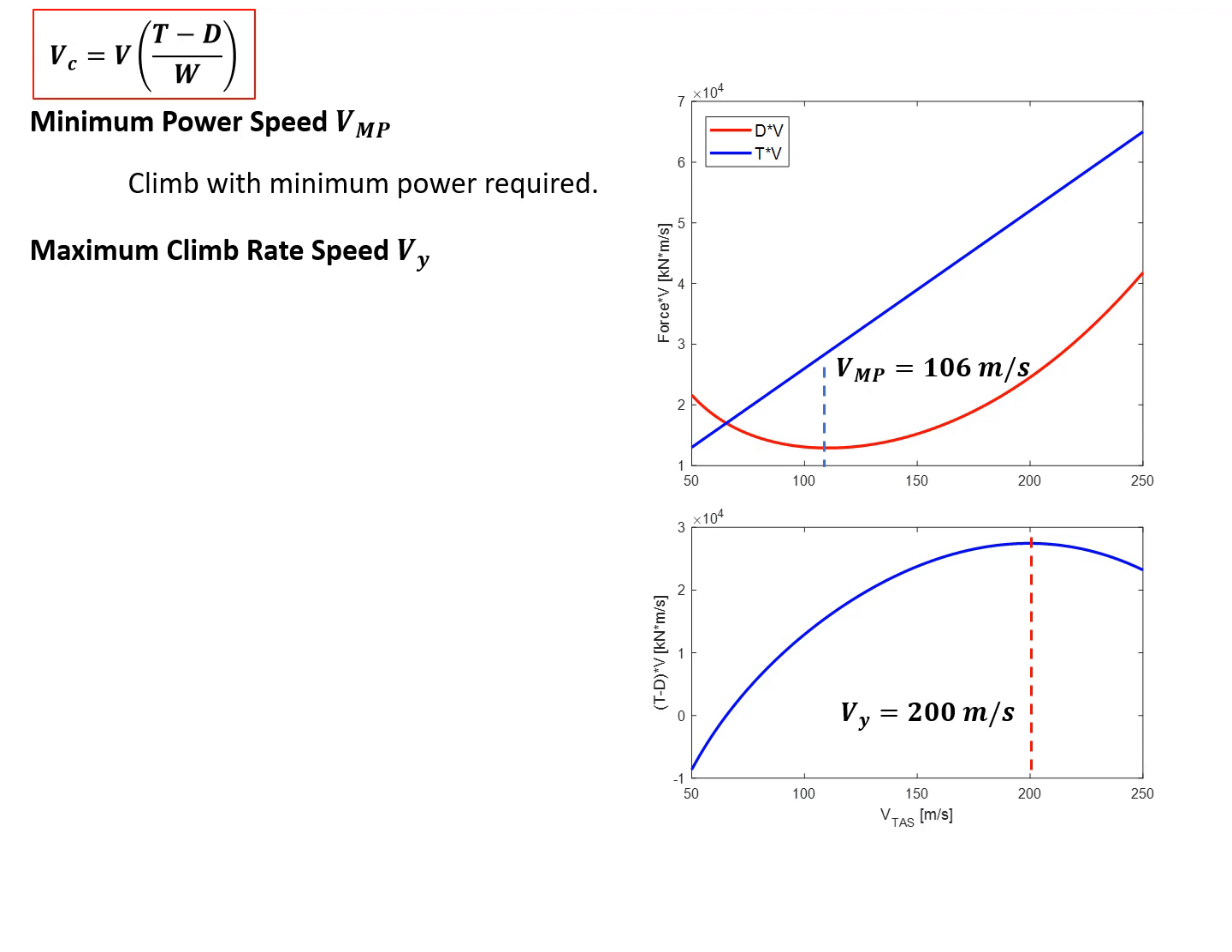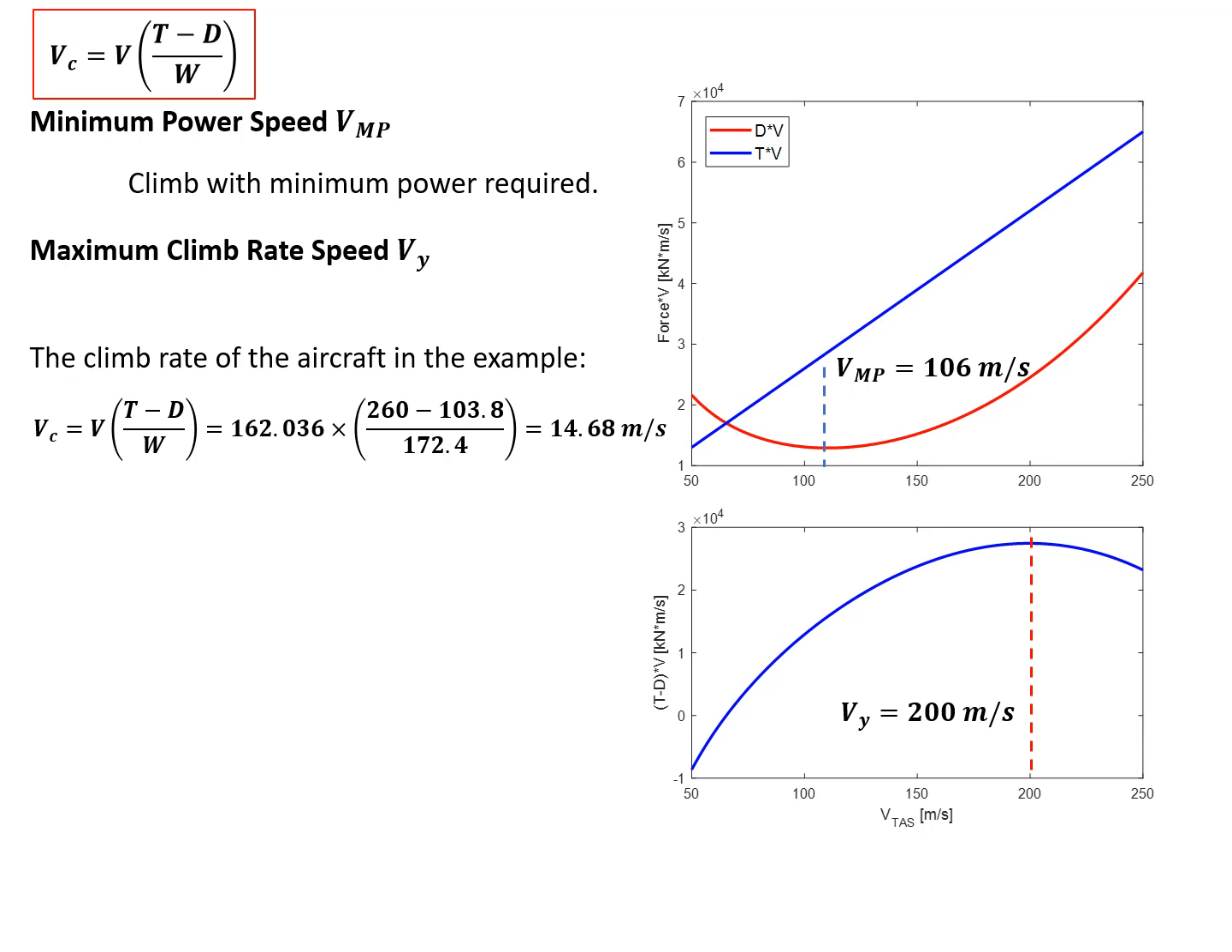Now, according to these two curves, we can do the calculation based on the numbers provided in the question. First of all, we know the aircraft is climbing at 315 knots, so we can find the current climb rate VC. By plugging in all these numbers, we have the climb rate is 15.68 meters per second.